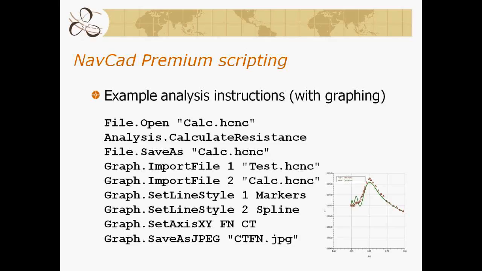This example here shows a command to open a file to run the resistance prediction using the settings and data that have already been established and saved in the file, and then to resave that file new. The last lines are to show one of the graphing options as an example of what you can get out of the NavCad scripting. We can compare two files, set line styles as markers and splines, set the particular axes that you want to show, and then export this as a particular JPEG file.